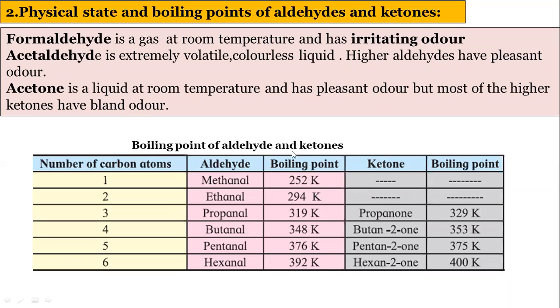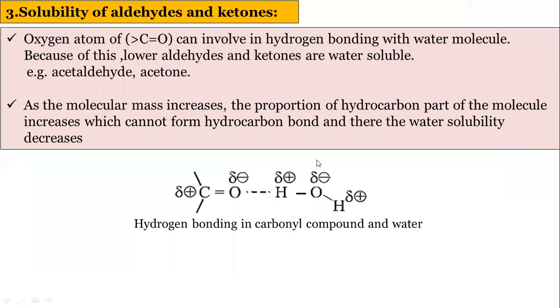So the boiling points of aldehydes and ketones we will discuss here. See the number of carbon atoms: 1, 2, 3, 4, 5, 6. Methanol, ethanol, propanol, butanol, pentanol, hexanol. As the number of carbons increases, the boiling point also increases. In the case of ketones, it is the same. As the molecular mass increases, the boiling point increases. In ketones also, the boiling points are increasing. So remember one thing, in the case of aldehydes and ketones, as the molecular mass increases, the boiling point increases.